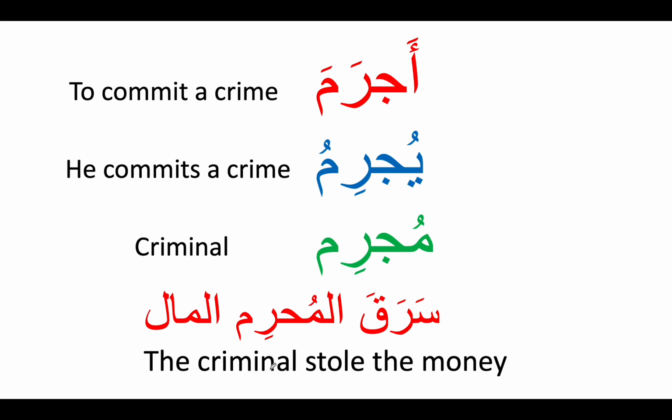Another verb in form 4 from which we can form the ism fa'il is the verb أجرم, which means to commit a crime. So how are we going to form the ism fa'il, the active participle? Well, we first need to put our verb into the present tense, which is يجرم, which means he commits a crime. And from there, it's very straightforward. We replace our ya with a meme and get rid of the dhamma. So then yujrimu becomes mujrim. And mujrim means a criminal, the one that commits a crime.